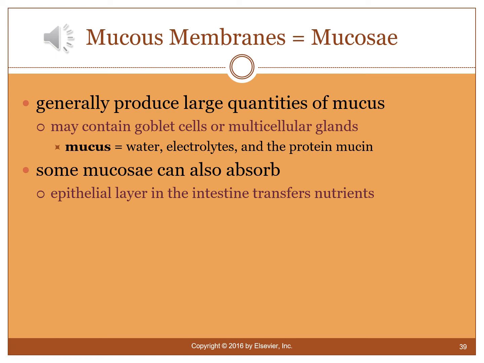Mucous membranes in plural is mucosae, and you'll find mucous membranes lining the surface of any area where large quantities of mucus is needed. Mucus is a collection of water, electrolytes, and the protein mucin. Some mucosae can also absorb and transfer nutrients, such as that found in the epithelial layer in the intestines, as well as secrete mucus.